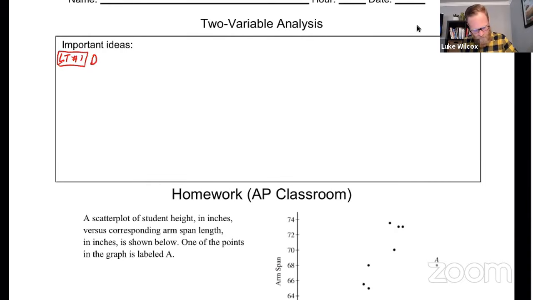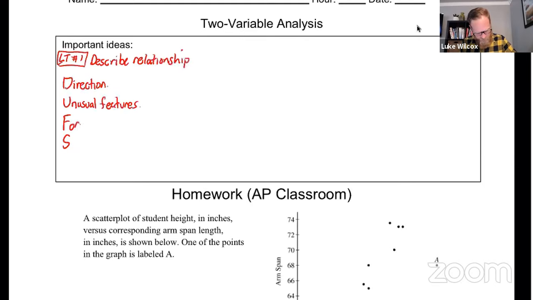Learning target number 1 was for us to be able to describe the relationship between two quantitative variables. And we learned that there are 4 big ideas that we want to make sure that we address. And the acronym to remember that is DUFS. And let's make sure we know what each one represents. D is direction. U is unusual features.